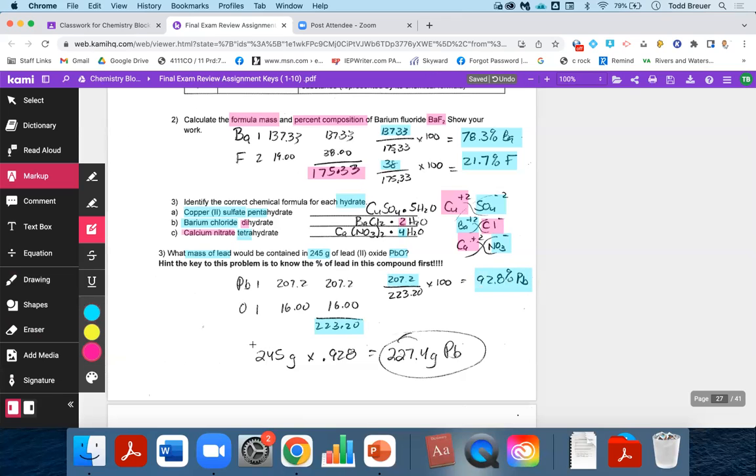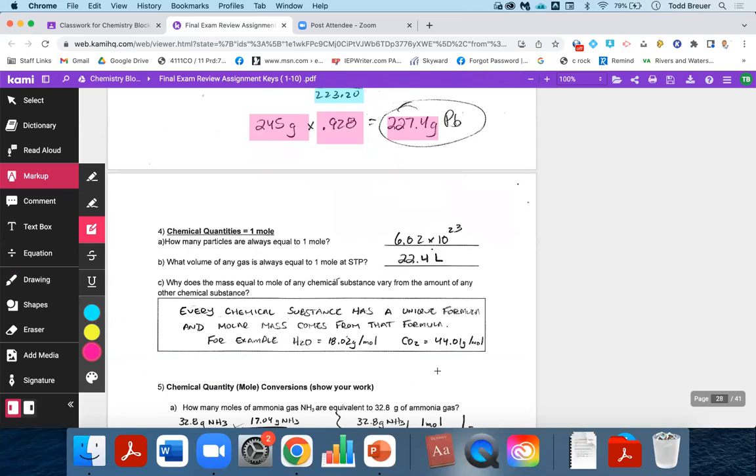What we then do is take 245, the total mass of the chemical substance. If 92.8% of that is lead, we multiply 245 by 0.928, and we get 227 grams of lead as a result.